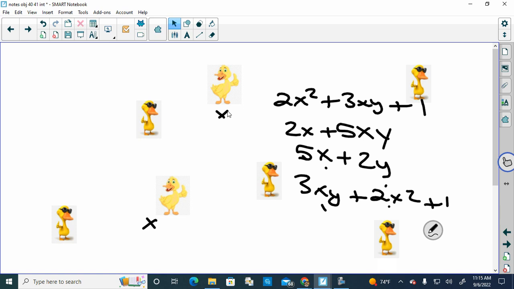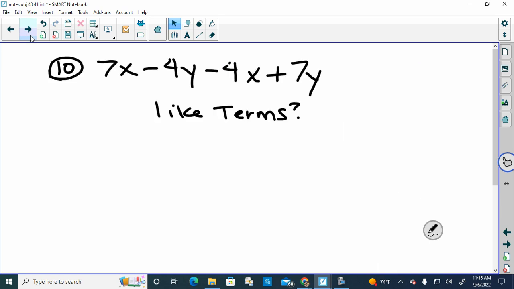You're writing this next part. We're combining like terms in this section. Number 10 is our first one that you're writing down, and these are objectives 40, 41 if you're labeling your notes. So 7x minus 4y minus 4x plus 7y.